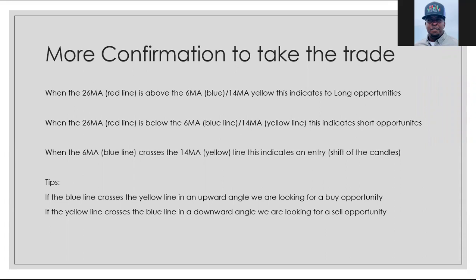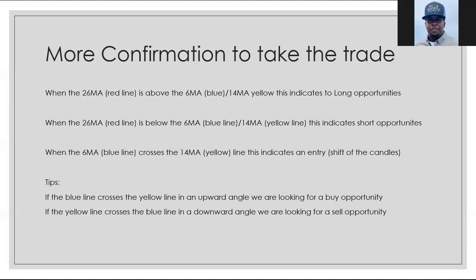When you see the 26 moving average, the red line, is above the 6 moving average, the blue line, and the 14, the yellow line, this indicates long opportunities. The reason for this is that the 26 moving average is a lagging EMA. It is a much slower EMA on the candles, so it's going to move slower, like a cloud. But when you see this on top, you know that you're getting ready to have long opportunities, which means buy in the market.